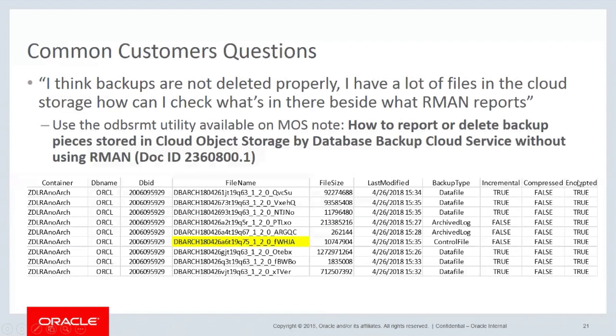And okay, some additional information, encrypted. I expect this to always be true because it's mandatory. But you can see if you have compression on, if it's an incremental or not. This can be used to make sure what's stored in the database, what's stored in the cloud, is actually what you expect to be there.